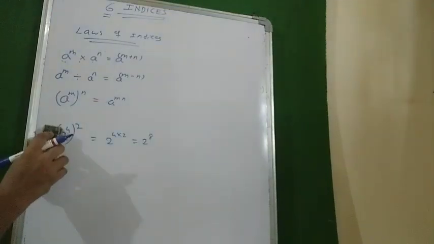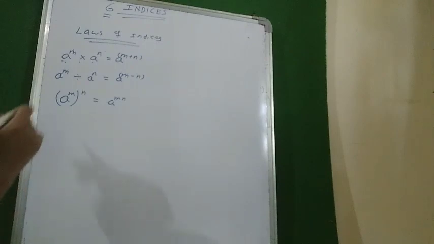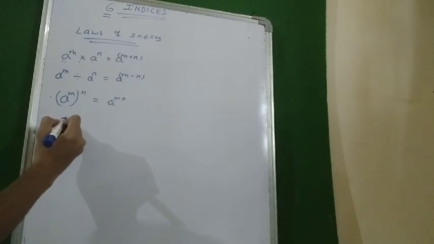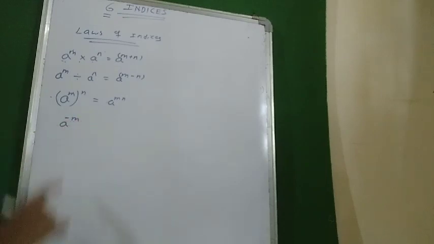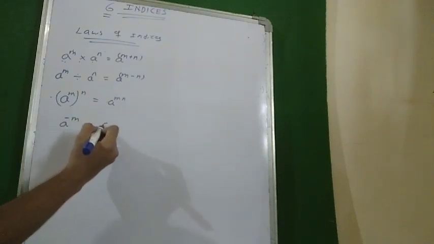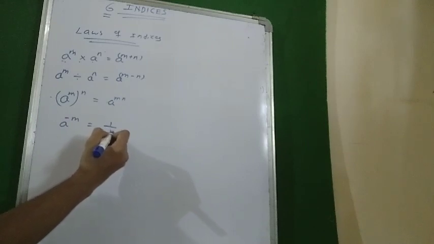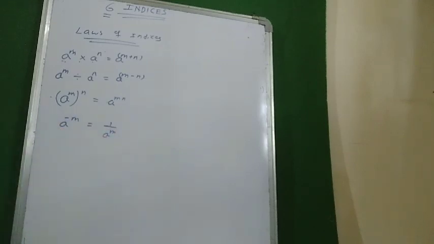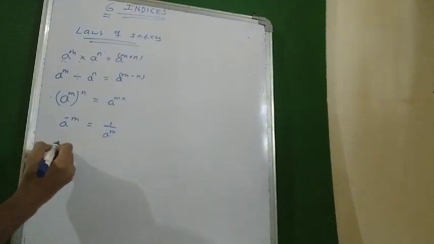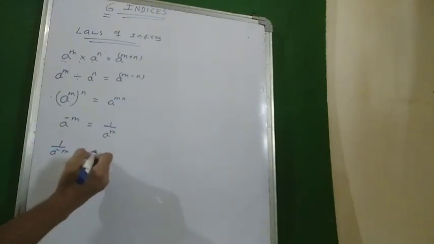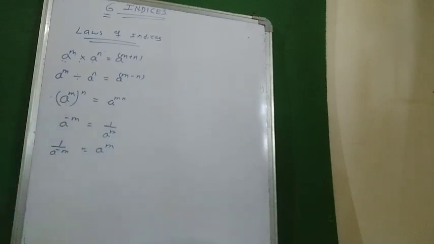Now if we have a raised to minus m, the index is negative over here. If the index is negative, it can be written as 1 upon a raised to m, that is 1 upon the positive index. And in the reverse case, if we have a raised to minus m in the denominator, this will go up and become a raised to m.